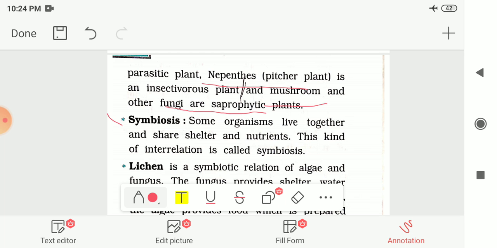Then after we had seen what is symbiosis. So some organisms live together and share shelter and nutrients. This kind of interrelation is called symbiosis. Some organisms are living together and for that they are sharing shelter and nutrients with each other. In that, one organism provides shelter and the other organism provides nutrients. So this kind of interrelation between these two organisms is called symbiosis.